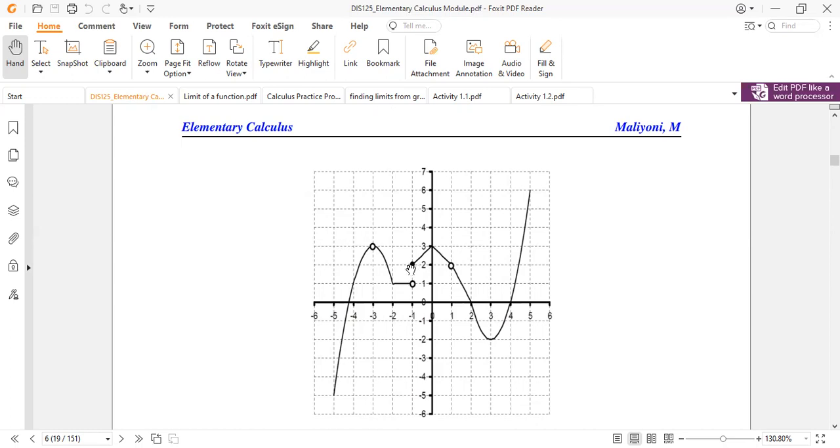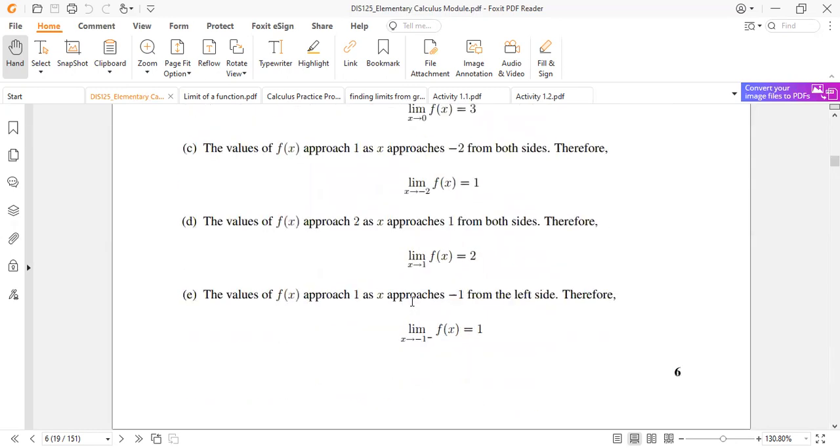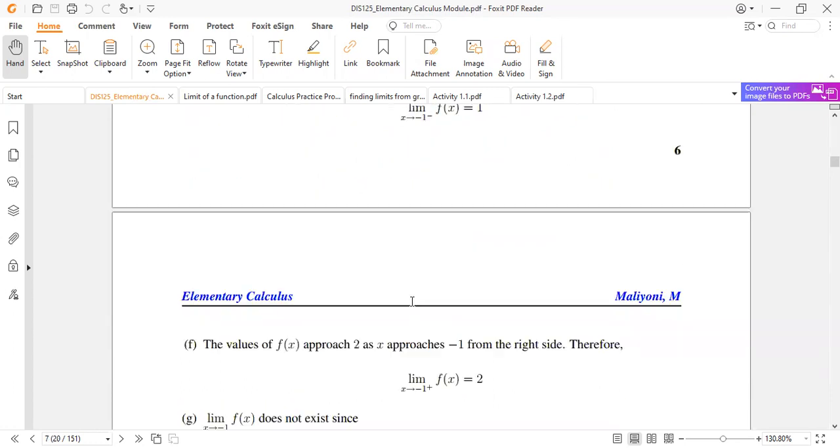So we can see that the right-hand limit and the left-hand limit are not the same. It means the limit as x approaches -1 does not exist, because these two limits are not equal. This has been summarized here, and you can also read through this to appreciate what is happening.